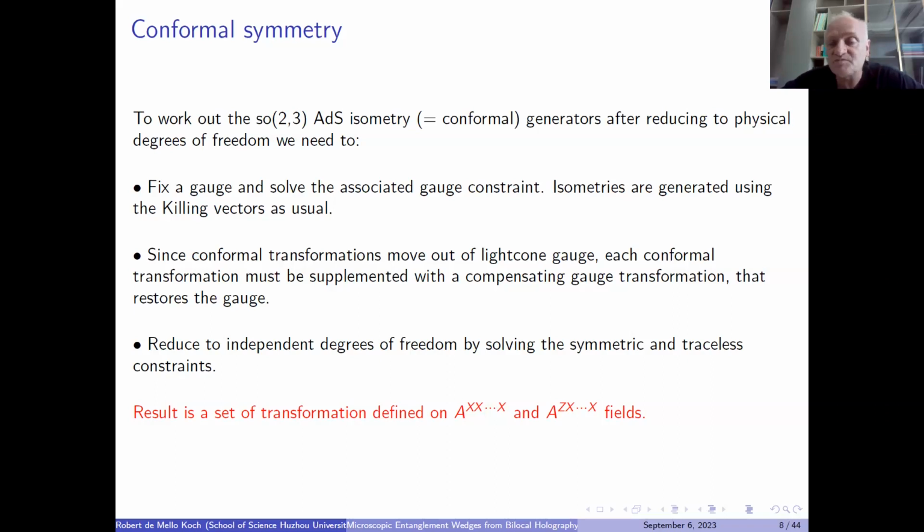And then we want to express the action of the generators on the independent degrees of freedom that we have chosen. So after gauge fixing, we now have the AdS isometries supplemented by compensating gauge transformations, and we've solved to reduce it to just independent components. The independent components I will choose are the gauge field A with all X polarizations, or the components of the gauge field A with one Z and all remaining X polarizations. And what you get from this exercise is a set of transformations that is defined on these 2 physical and independent components of the gauge field.